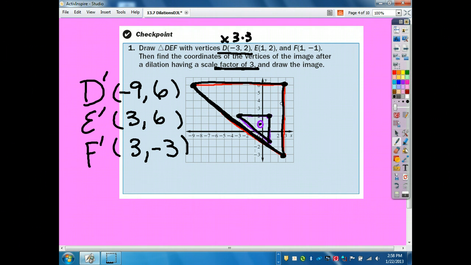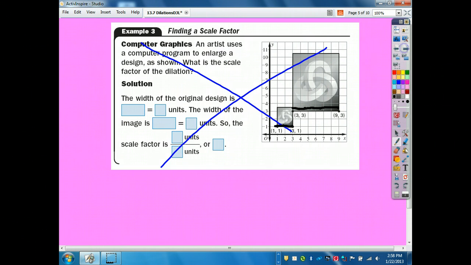Vote. Who says yes? Who says no? No is correct. Why not? They're not the same size. But we can call them similar because they're the same shape. Nicely done. All right, next one.